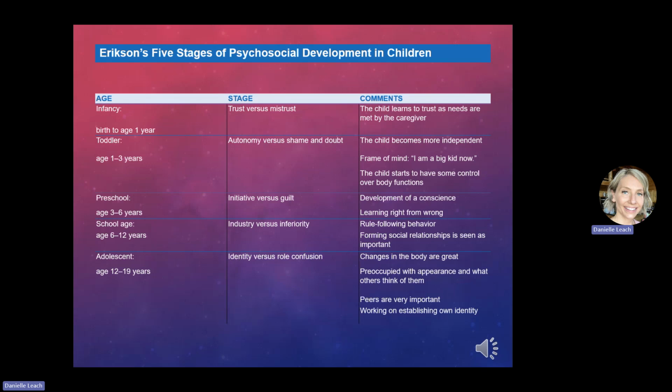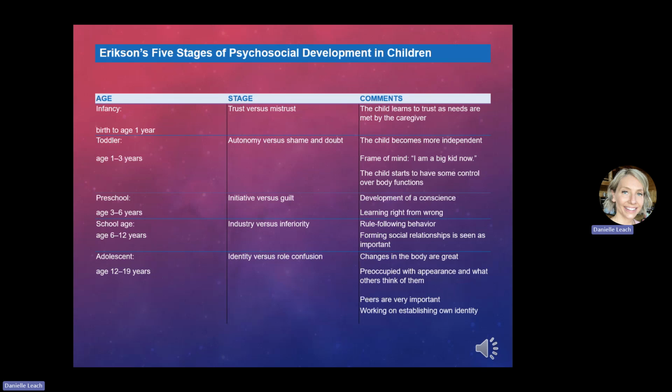The next stage is preschool, which is initiative versus guilt. This is where the preschool child is exposed to new people and new activities, possibly through things like going to actual preschool. They're learning about their environment through playing with others at this time. It's known as associative play, where they do start to play with other children. They're learning new responsibilities and developing a conscience at this time. Basically, they're learning right from wrong.